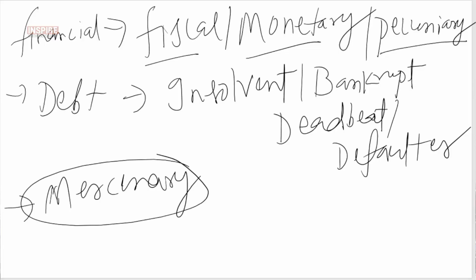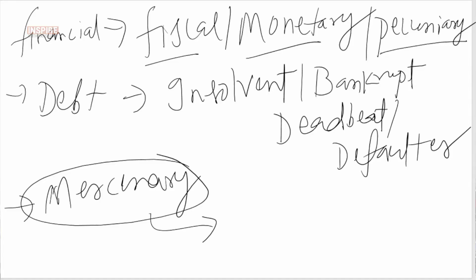Mercenary means somebody who is motivated only by money. So you can say, I don't like his attitude, mercenary attitude. So mercenary, add to your books, mercenary means motivated only by money. You getting my point, right?